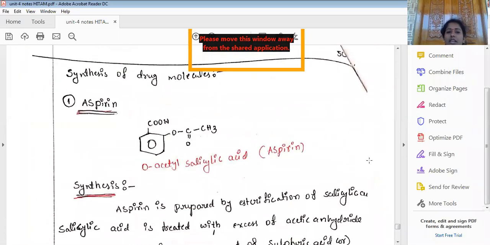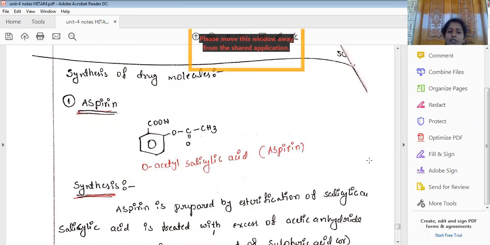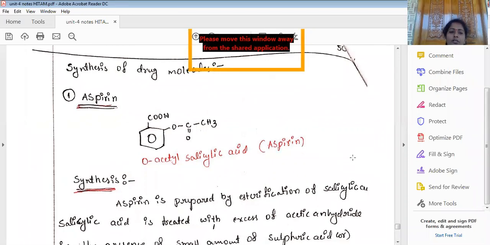By that we completed our reduction process. So reduction processes are totally completed. In that reduction, what we discussed, reduction with sodium borohydride and reduction with diborane was completed. Our last topic in this unit 4, that is reaction mechanism, stereochemistry and synthesis of drug molecules, is the synthesis of aspirin and paracetamol.